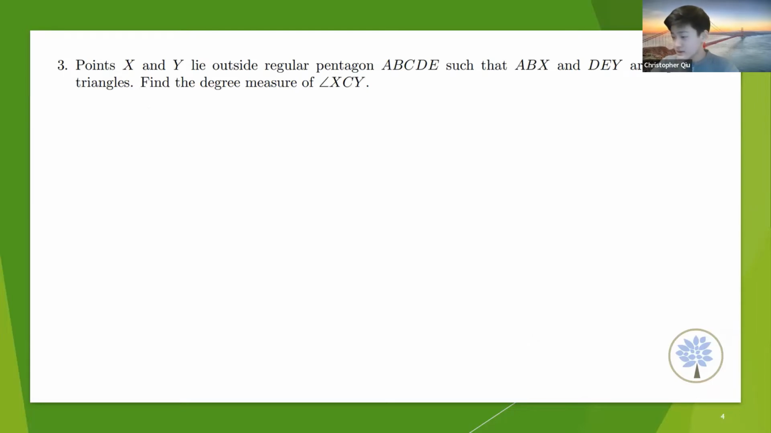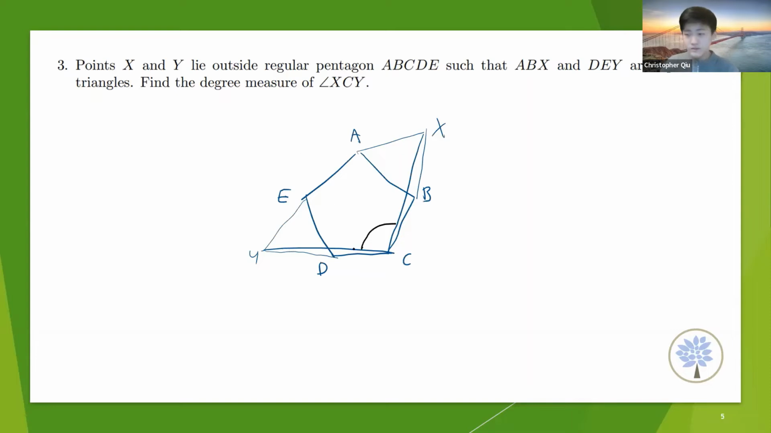I have this diagram drawn. We want to find the angle measure of angle XZY, which is this angle right here that is marked in black. As you can see, we have our regular pentagon ABCDE, as well as equilateral triangles ABX and DEY.